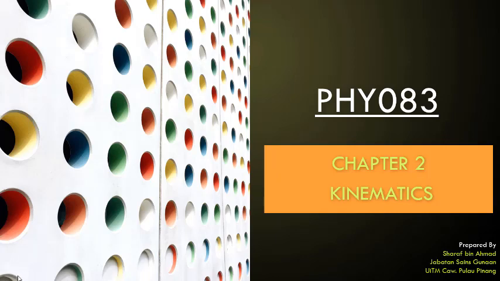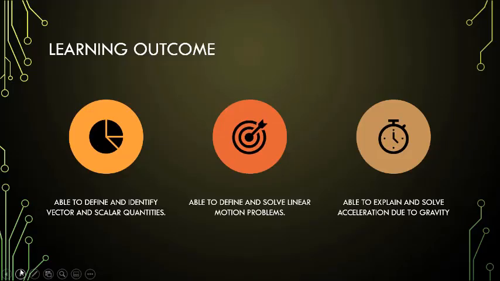Okay, today we will learn about chapter 2, kinematics. Firstly, we look at the learning outcome. Number 1 is to be able to define and identify vector and scalar quantities. Number 2, able to define and solve linear motion problems. And number 3, able to explain and solve acceleration due to gravity.